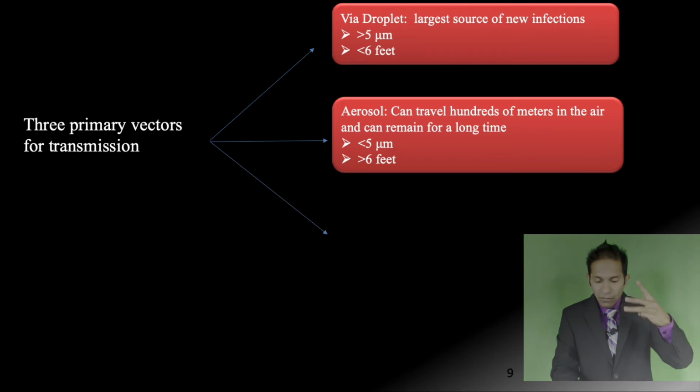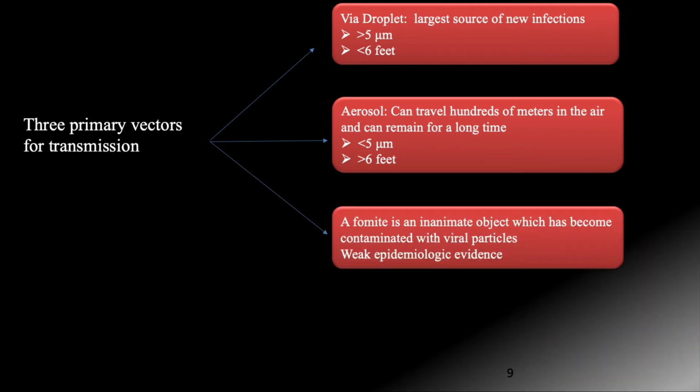So the third source of vector is fomite. What is fomite? Fomite is an inanimate object which has become contaminated with viral particles. We have weak epidemiological evidence. Out of these 3 vectors, the strongest evidence we have is that droplet infection is the main source of infection, okay?